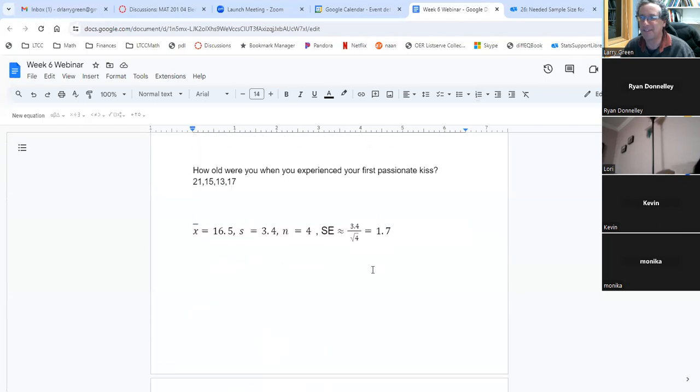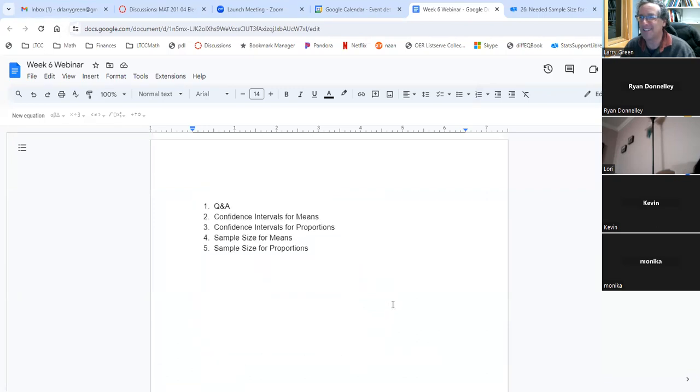Don't see everyone jumping in. Yeah, confidence intervals. I'm not gonna say these confidence intervals, but confidence intervals.